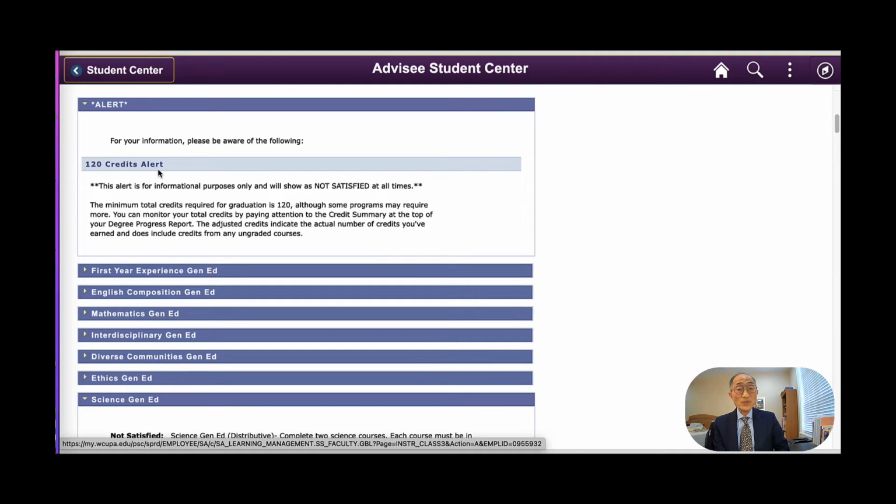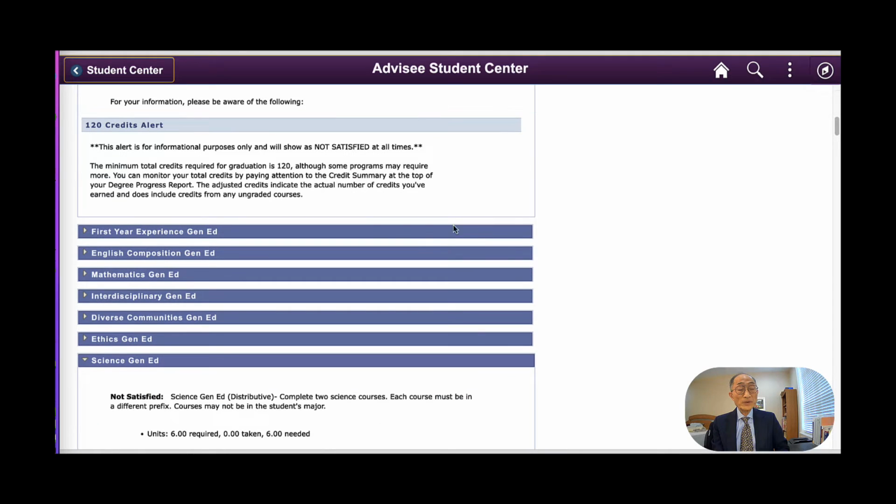This is just an example. First is the 120 credits alert. For the courses you take, you have to add up to 120 credits in order to graduate. And how do you find out? You can bring up your own academic record that tells you how many courses you have taken.